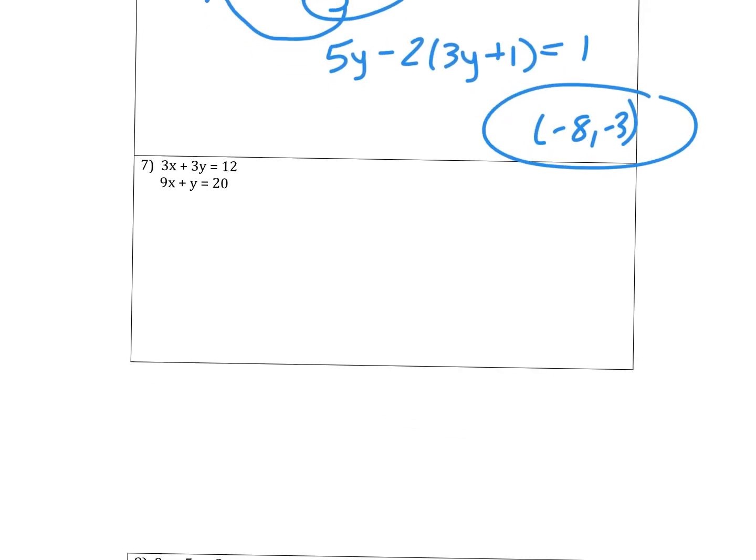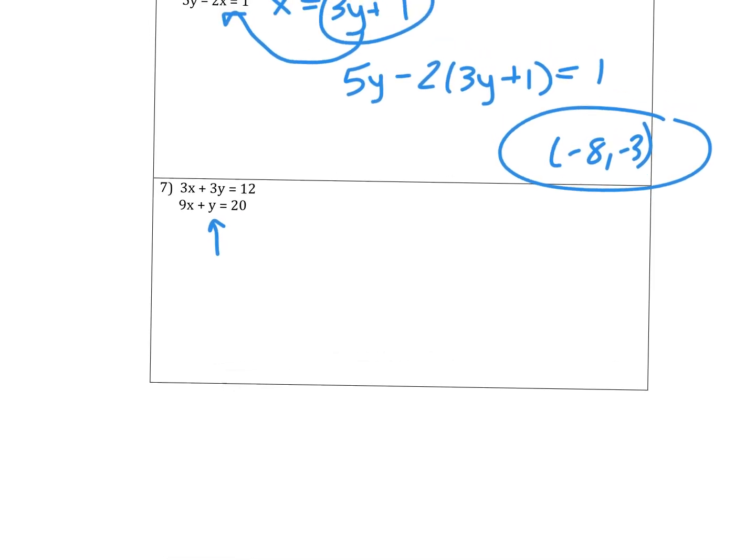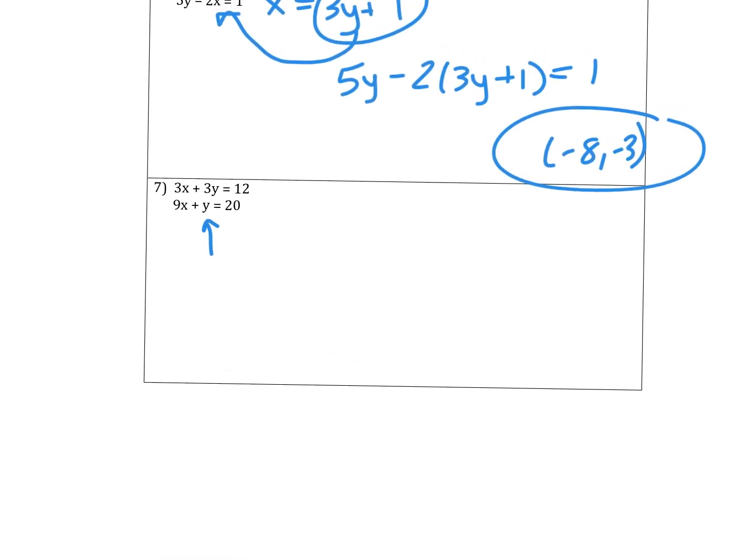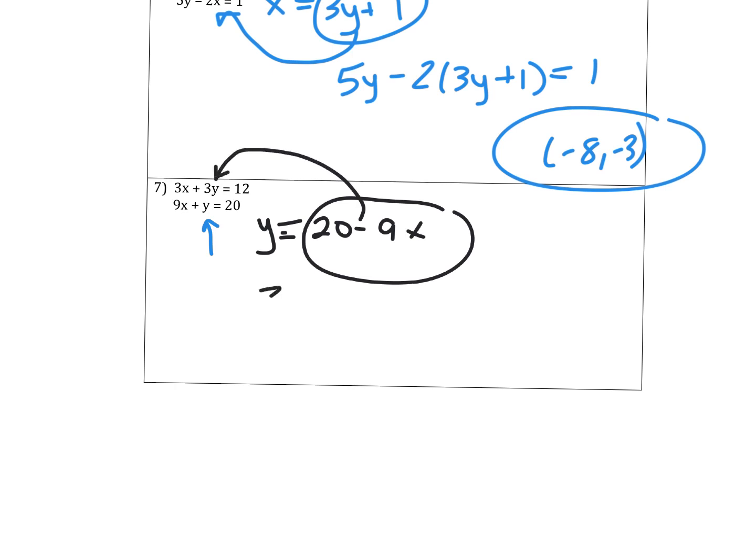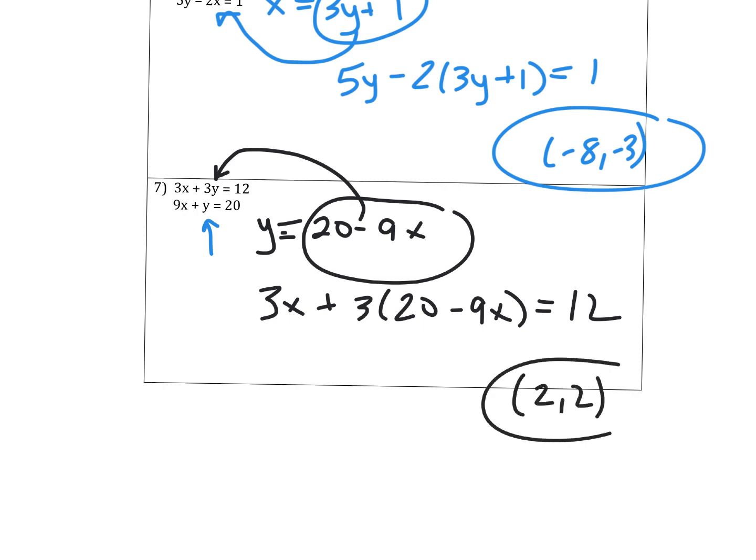And then the last one, sorry, not the last one on this page, the coefficient 1 could be found on the y in the second equation. So I'm going to subtract 9x. So I have y equals 20 minus 9x, or negative 9x plus 20. This is going to sub in for y in the first equation. I have 3x plus 3 times 20 minus 9x equals 12. Solve for x, plug in for y. You're going to end up with 2, 2 for your solution.